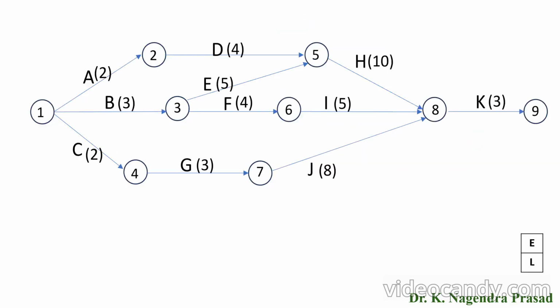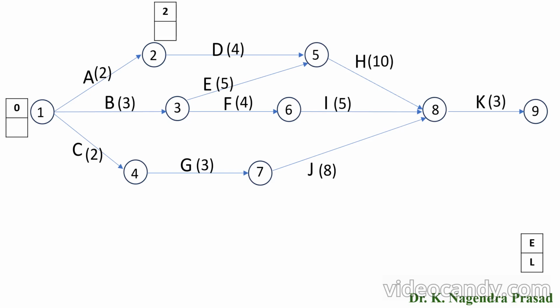Next, we calculate the earliest event time and latest event time. First, we determine the earliest event time by forward pass computation. Here, the earliest start time for the beginning activities is 0. Here, activities A, B and C are the beginning activities. So their earliest start time is 0. Next, I have to determine the earliest finish time for the activity A. Start time is 0 and activity time is 2. Then finish time will become 0 plus 2, that is 2.